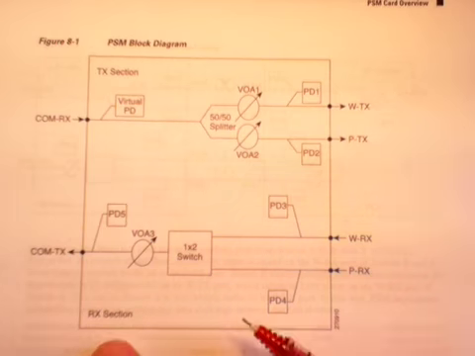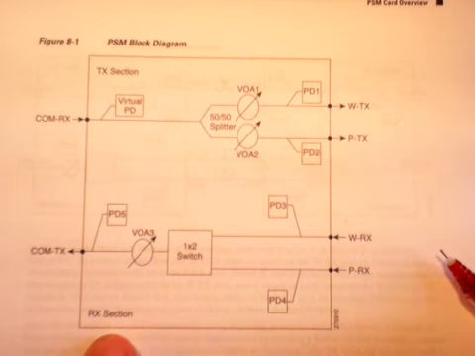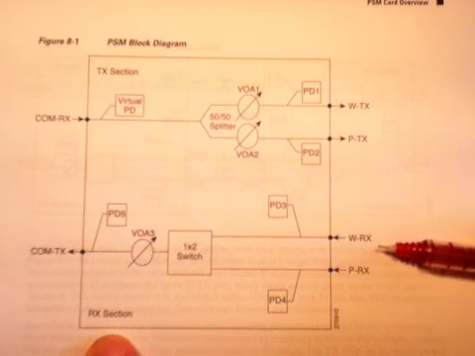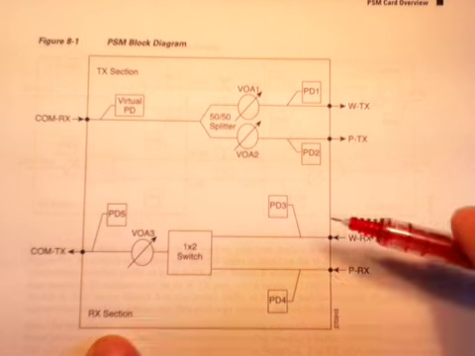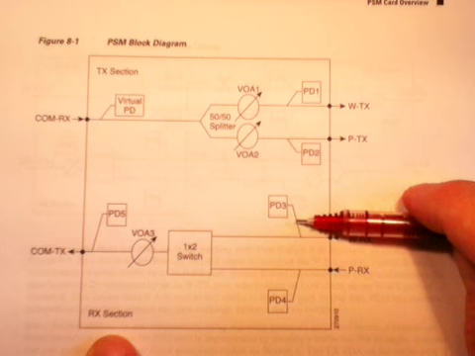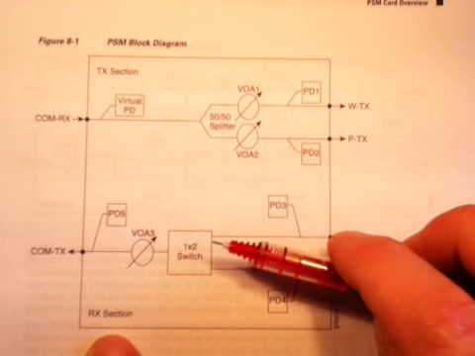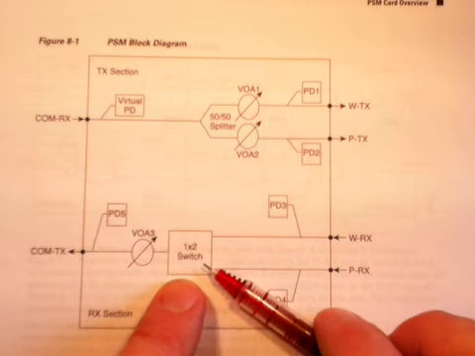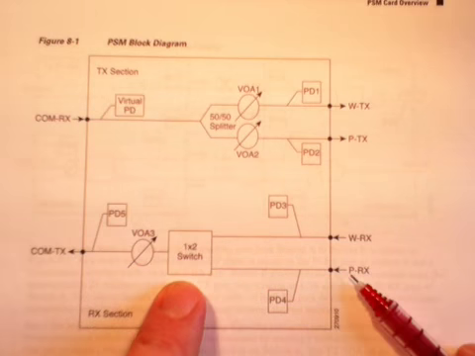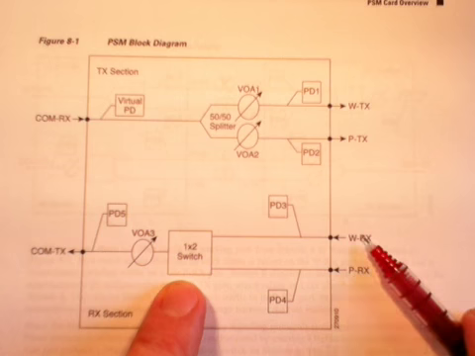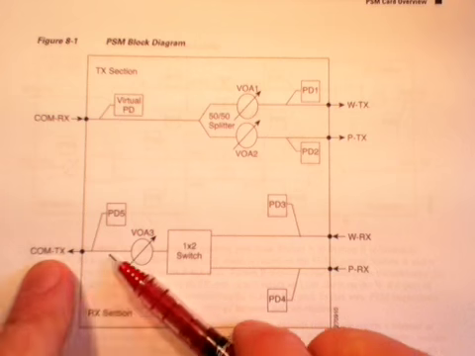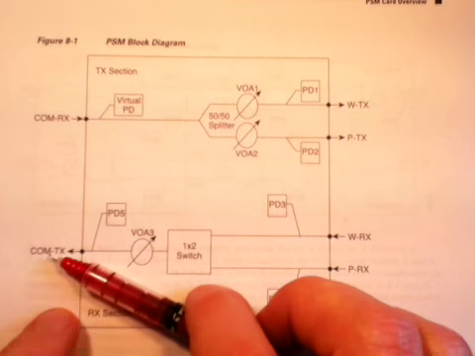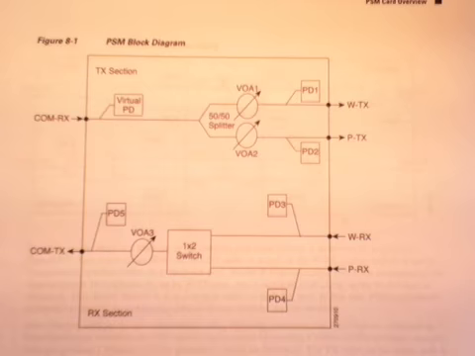At the receive section, what we have is two receive ports, working and protection. We have photodiodes on each. Those photodiodes can detect if the working channel goes dark, for example. There's a 1x2 switch here, and this switch allows us to switch from the working channel to the protection channel in case the working channel goes dark. After that we have a VOA, and the output of the receive side then goes on to further components.